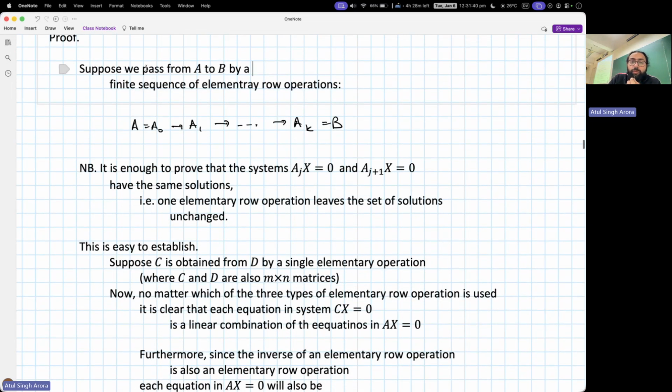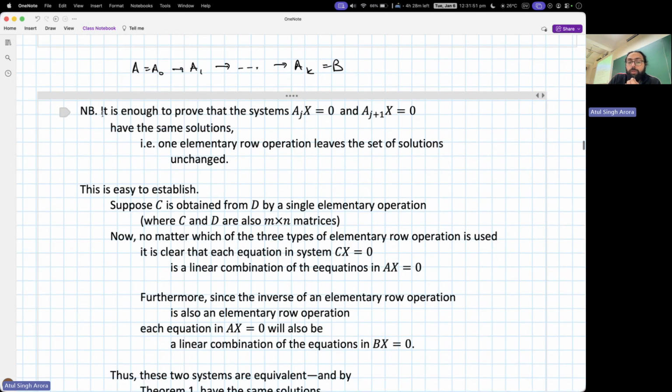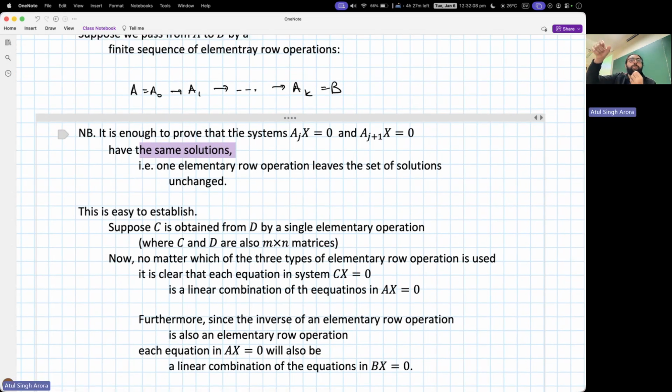So suppose that we go from A to B by a finite sequence of elementary row operations. You start from A0, and suppose you go through this entire sequence to reach B. Note that it is enough to prove that the systems A sub j x equals 0 and A sub j plus 1 times x equals 0 have the same solution. That is enough, because then we can argue that for each arrow, the set of solutions stays the same, and therefore the solution from A to B would be the same. Exactly.